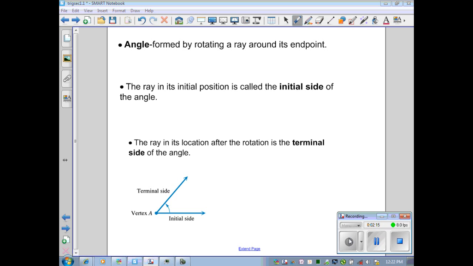An angle is formed by rotating a ray around its endpoint. The ray in its initial position is called the initial side of the angle. In trig, this is very important to understand, where we start our angle, especially when we get into the unit circle. And we also need to know where the ray is going to end, a location after the rotation. That is the terminal side of the angle. So an important part of trig is to know where our initial side is and where our terminal side is. That will become very important when we get into the unit circle.